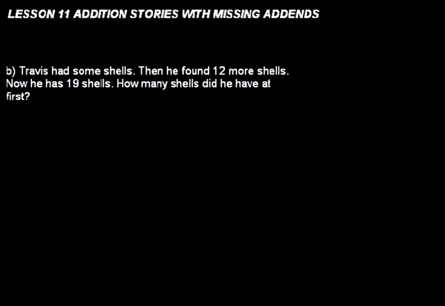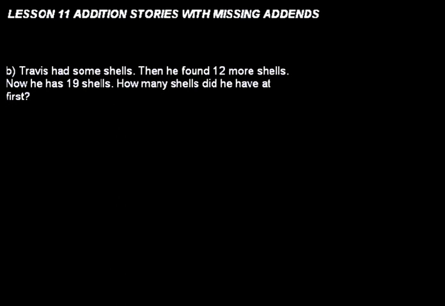This one says Travis had some shells. Then he found 12 more shells. Now he has 19 shells. How many shells did he have at first? Okay, so we're trying to find a missing number. What is this question asking? Anytime you look at a story problem, you should always think about that. What is this question asking about? What does it want me to find? How many shells did he have at first?